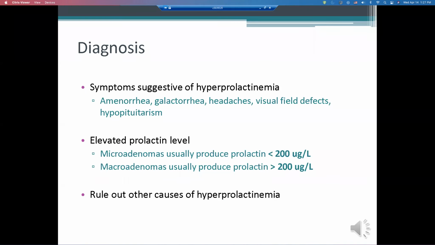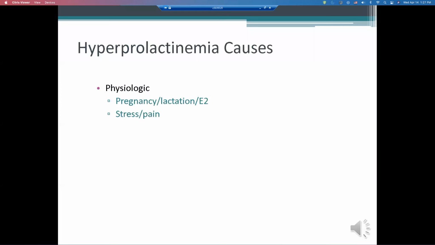Now, another important thing to remember: anytime you see hyperprolactinemia, count to 10 before you say this is because of prolactinoma, okay? There are many reasons to have hyperprolactinemia that are not related to prolactinoma. So let's go over these causes. Hyperprolactinemia, which means elevated serum prolactin, can be caused by physiologic causes like pregnancy, lactation, or any stage of high estrogen state. Also, medications that increase estrogen like oral contraceptives. Also, stress and pain can cause elevation in prolactin.